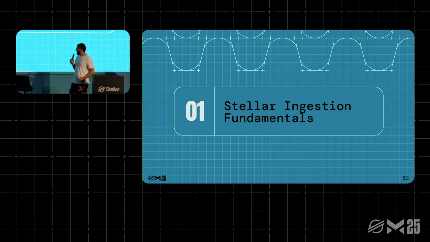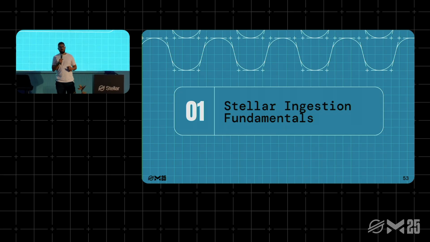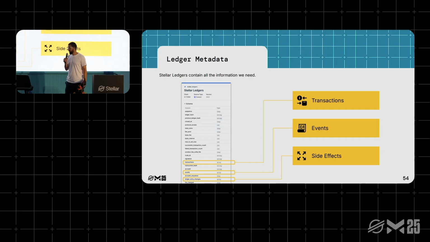And before I jump into implementation details, I just want to give some fundamentals about how to ingest data on Stellar. The fundamental building block when it comes to data indexing is ledger metadata. So for every ledger on Stellar, there's some metadata associated with it, and it includes everything that's of interest to note. And so namely, it includes all the transactions that were included in the ledger, all the ledger entries which were modified, and crucially what we're going to focus on during this talk is the events.